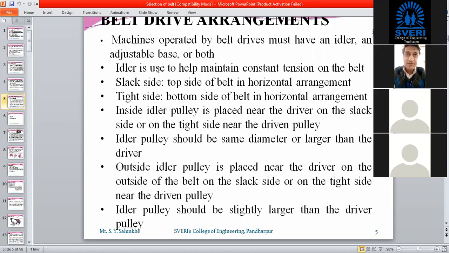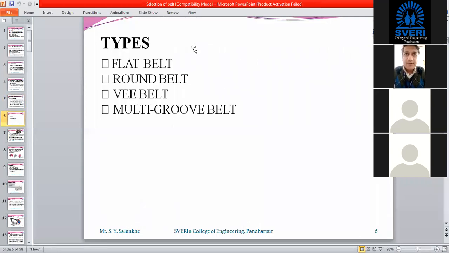This is about the idler pulley and some terms which we use in case of belt drive. Further, let us see the types of belt drive, which you might already have learned in your prerequisites. Basically, there are two types, flat belt and V belt, but there are round belts also. In some applications, you might have seen belts made of rubber whose cross section is round.